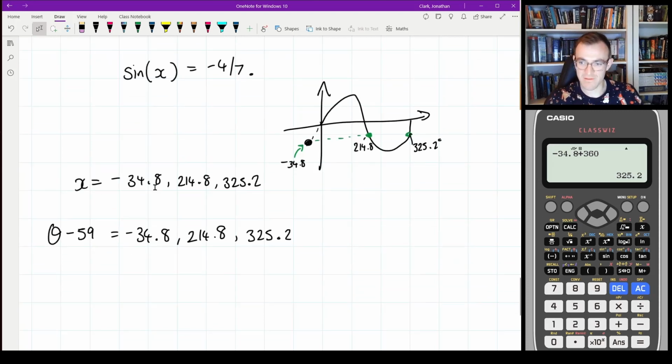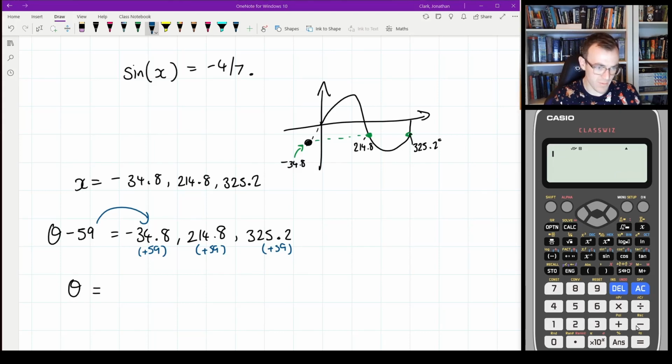So to get the theta values, what we're going to do is add 59 onto each of these. So it's just taking it over the other side of the equation essentially, but doing it all 3 times. So minus 34.8 plus 59 is 24.2.